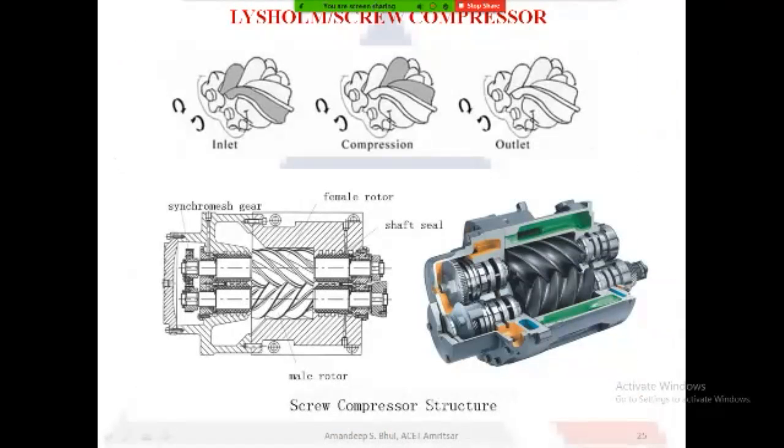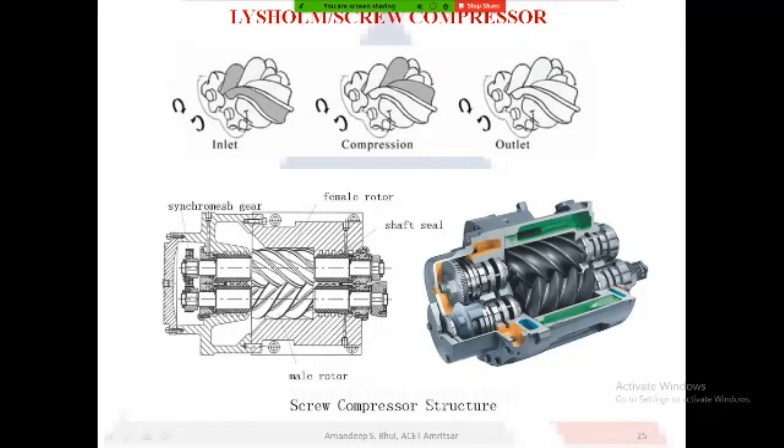On top, you can see this sequence of diagrams showing how the air comes in and gets trapped between the male and female rotors. As it rotates, one rotates in the clockwise direction, the other rotates in the opposite direction. This meshing compresses the air, and then this compressed air is delivered from the discharge side.